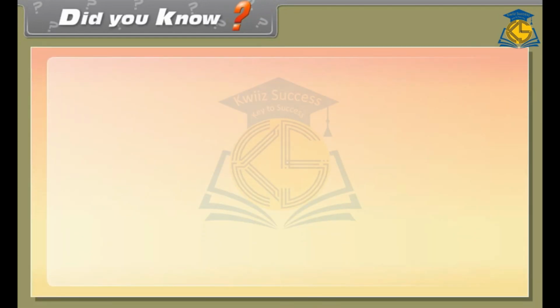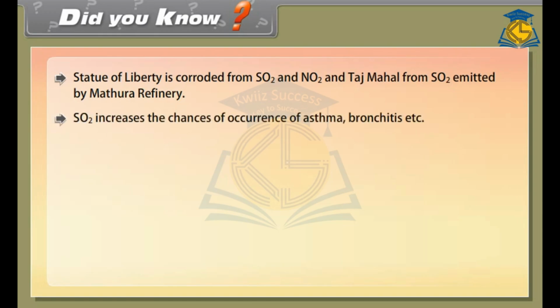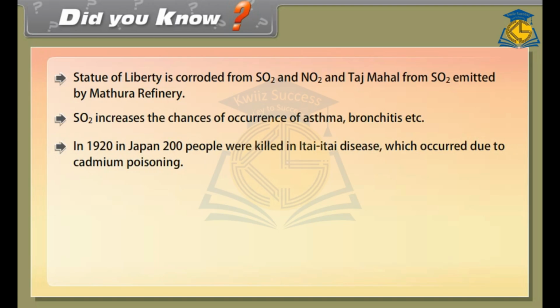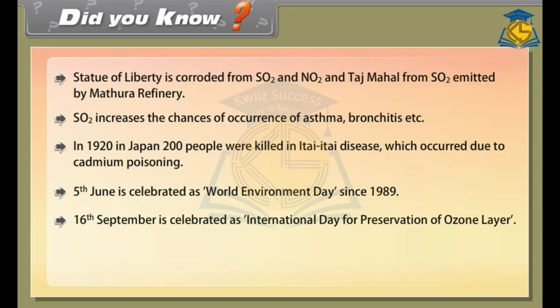Did you know? Statue of Liberty is corroded from SO2 and NO2, and Taj Mahal from SO2 emitted by Mathura refinery. SO2 increases the chances of occurrence of asthma, bronchitis, etc. In 1920 in Japan, 200 people were killed in Itai disease, which occurred due to cadmium poisoning. 5th June is celebrated as World Environment Day since 1989. 16th September is celebrated as International Day for Preservation of Ozone Layer. First week of October is celebrated as Wildlife Week.